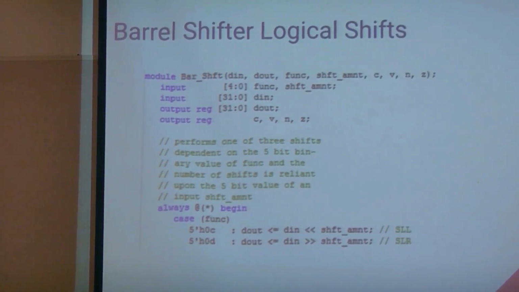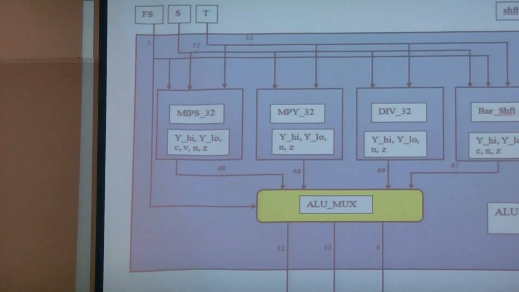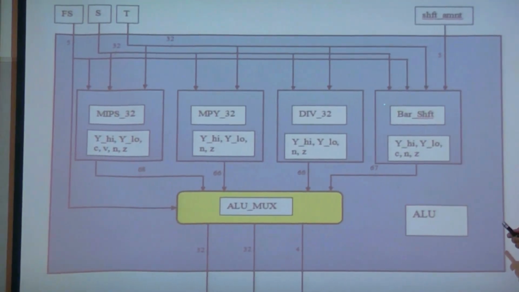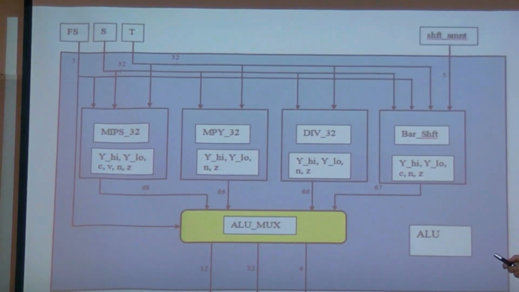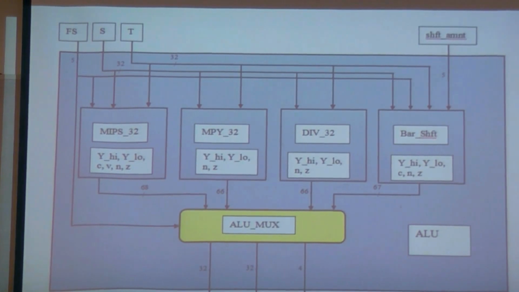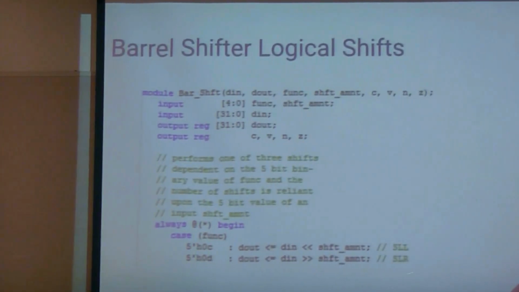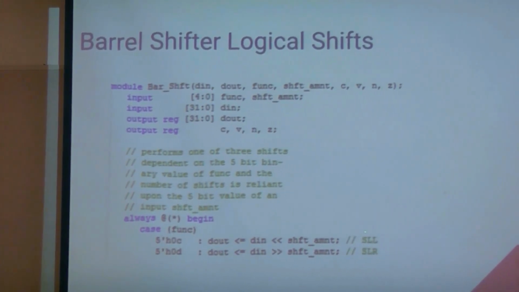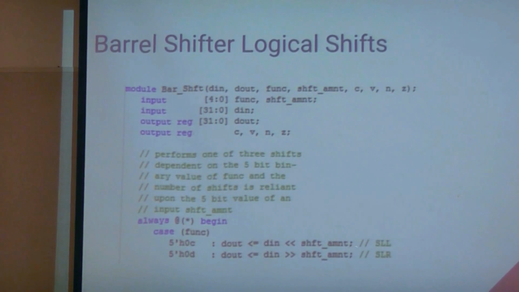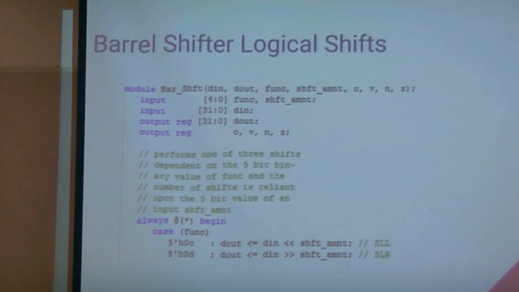If you go back to our barrel shifter, whatever data comes in through T will be our input. The barrel shifter uses only the 32 bits from the T register. For the first part, this is a logical shift left, so we shift the data by the shift amount to the left. The same can be said about a logical shift right, but now we shift the data to the right.